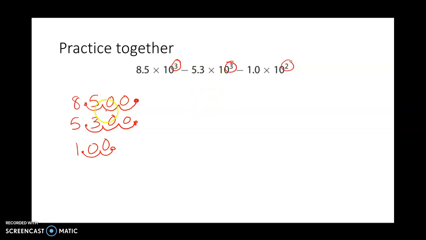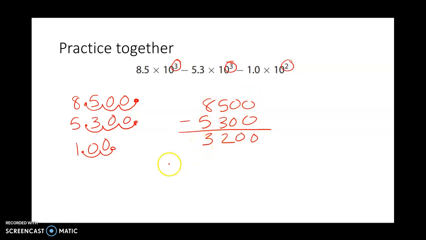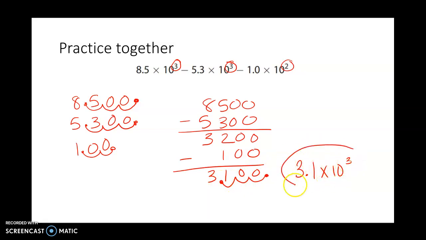You can add them all in there and subtract them at the same time. But let's just subtract the first two. We got 8,500 minus 5,300. 0 minus 0 is 0. 0 minus 0 is 0. 5 minus 3 is 2. And 8 minus 5 is 3. Last but not least, let's subtract that last number. We got minus 100. 0, 0, 2 minus 1 is 1, 3, and minus nothing is 3. So we have 3,100. Put that back into scientific notation. Decimal at the end. We're going to move 1, 2, 3. So I have 3.1 times 10 to the third. Final answer.